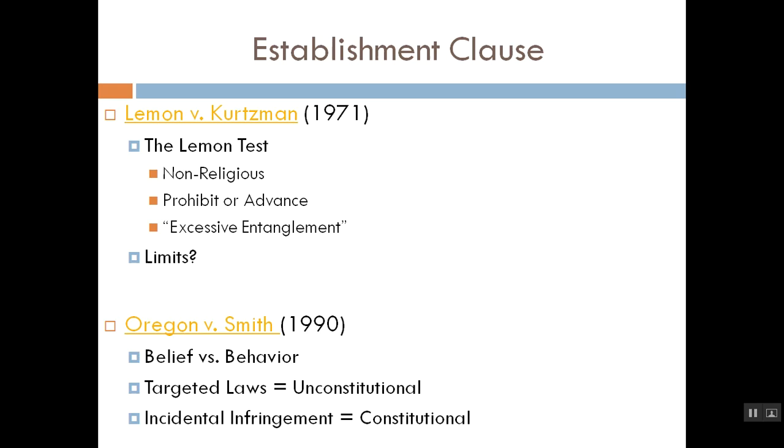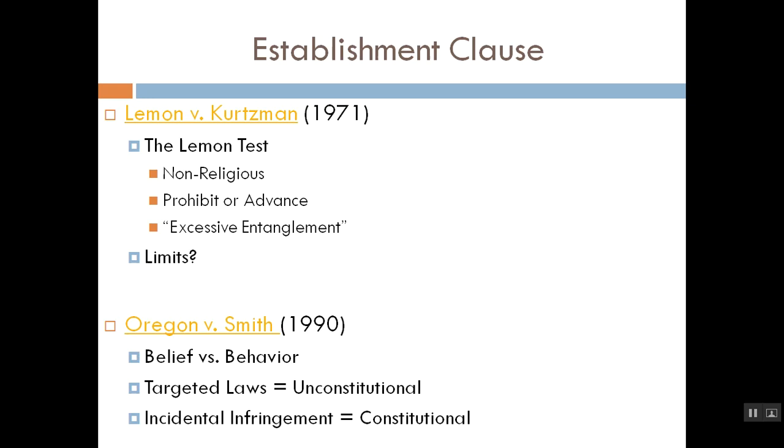So, in other words, after Oregon versus Smith, we've clarified the boundary. Incidental conflicts between the state and individual free exercise of religion are resolved by asking ourselves whether the state's actions are targeted or not. And if they are targeted, they're probably unconstitutional. But if they're not, then as long as they serve a legitimate state purpose and they're rationally related to realizing that purpose, they're going to be upheld.